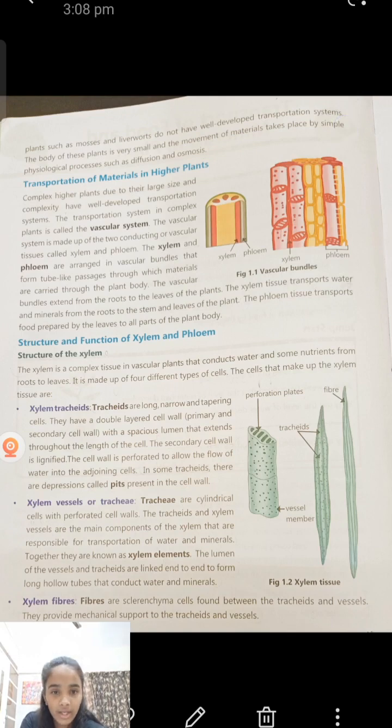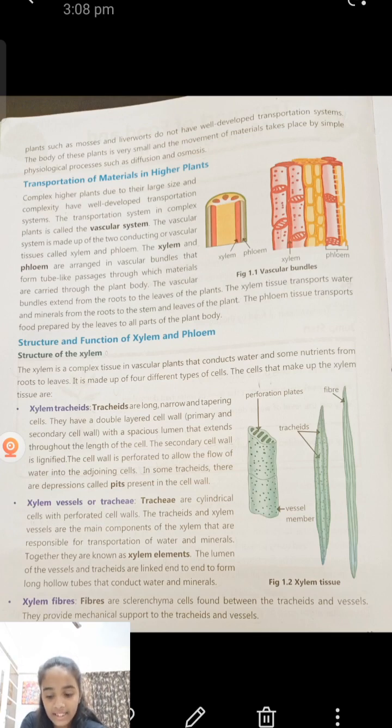Question number 15. How are the tracheids formed? The answer is, tracheids are long, narrow and tapering cells. They have a double layered cell wall with a spacious lumen that extends throughout the length of the cell.